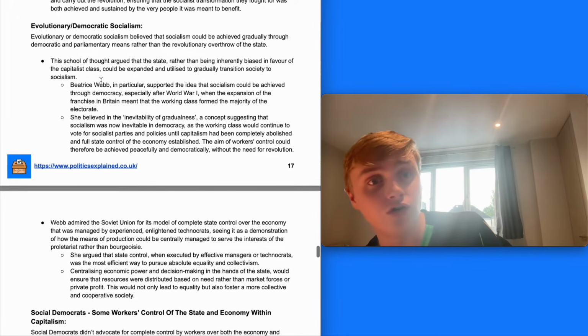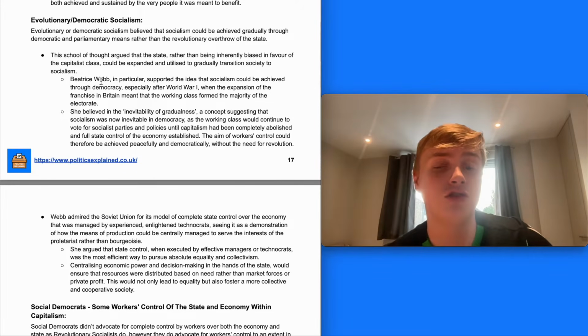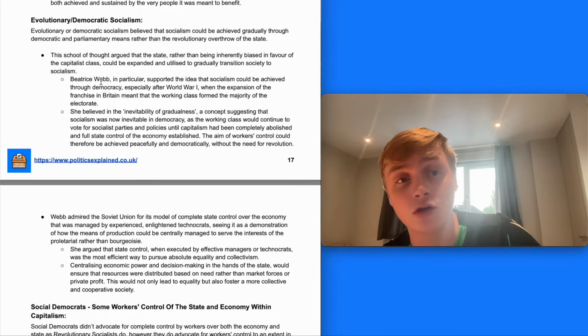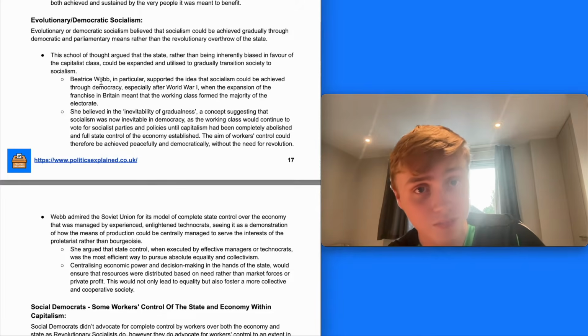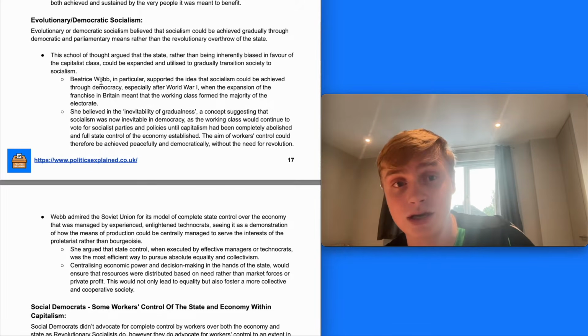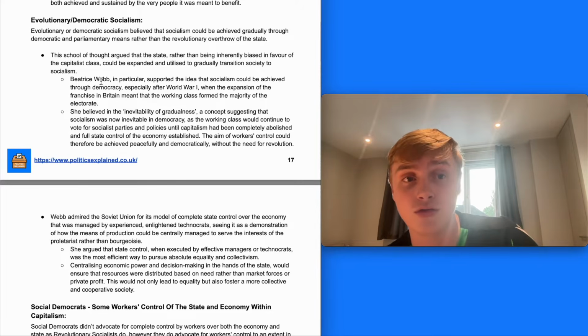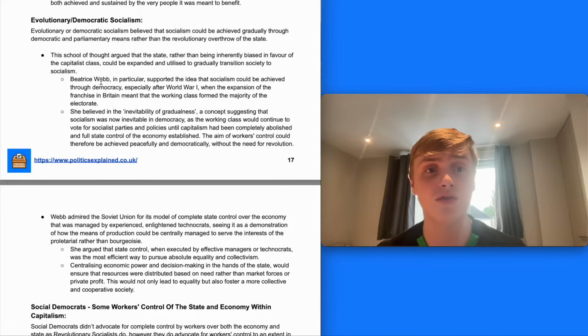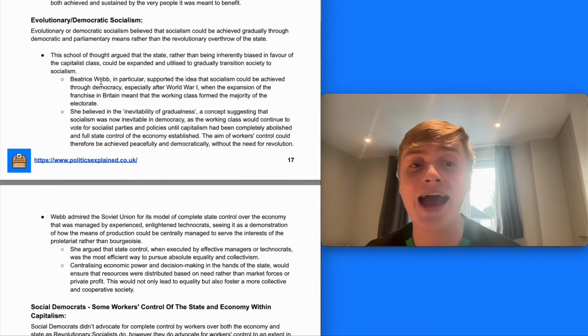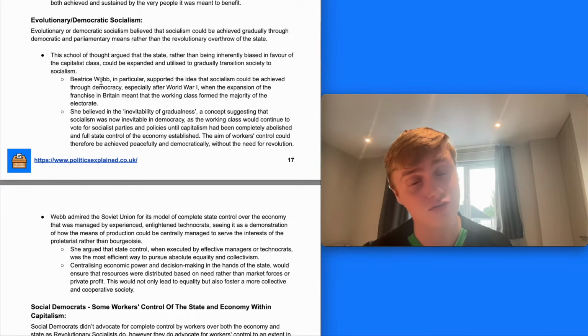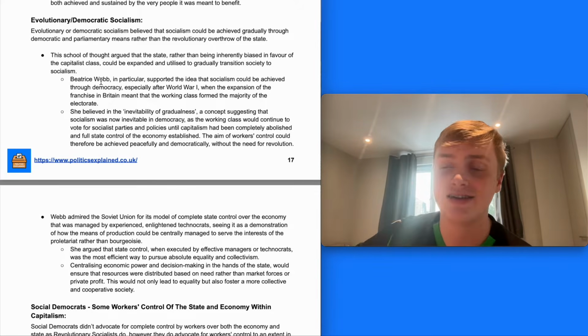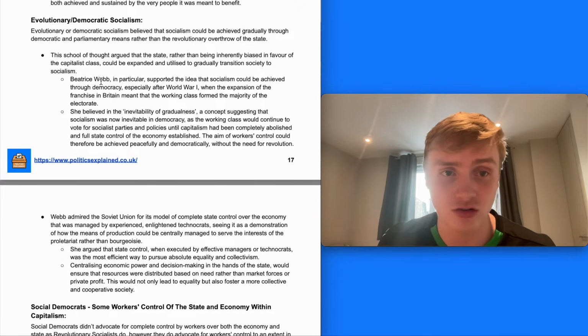In contrast to revolutionary socialism, you have evolutionary or democratic socialism that believes that socialism can be achieved gradually through democratic and parliamentary means rather than the revolutionary overthrow of the state. This school of thought argues that the state, rather than being inherently biased in favour of the capitalist class, as revolutionary socialists argue, can be expanded and utilised to gradually transition to socialism.